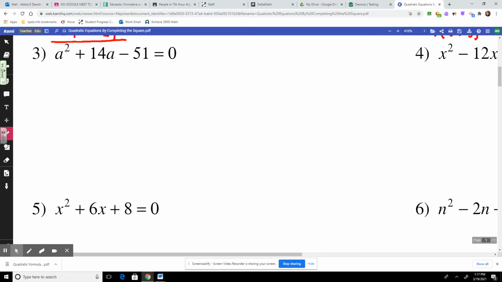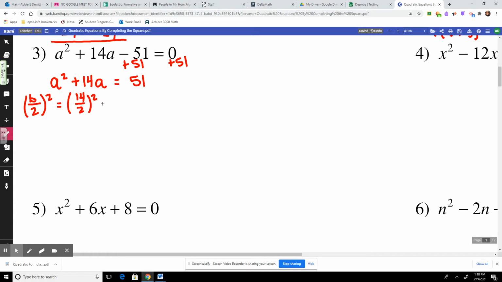I'm going to isolate my term with my variables by adding 51 to both sides. So I've got a squared plus 14a equals 51. What is your b value? Because I need my b value to divide by 2 and square to see what I need to add to both sides. My b is positive 14. So what is 14 divided by 2 squared?